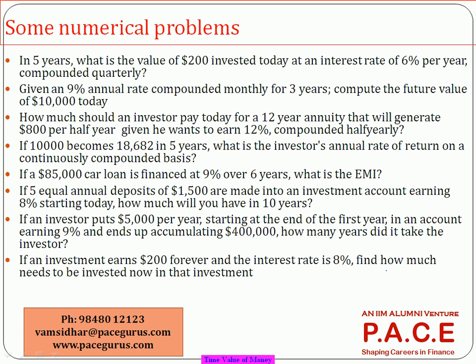If 10,000 becomes 18,682 in 5 years, what is the investor's annual rate of return on a continuous compounded basis? Okay, for a continuous compounding, you can't use those 5 buttons. Those 5 buttons don't work out for a continuous compounding example. E power is what works out for a continuous compounding kind of an example. Right? Okay, so what are we saying here? 10,000 is becoming 18,000 in 5 years.